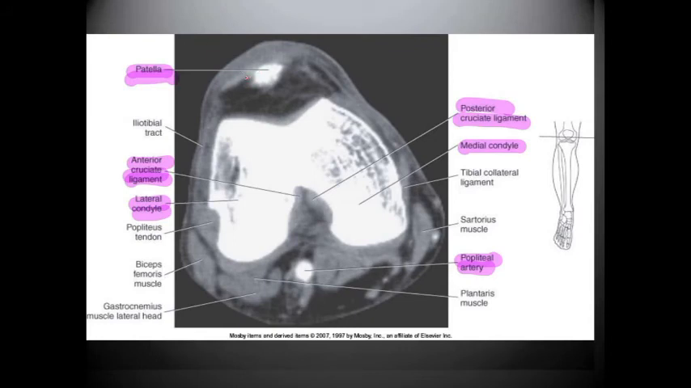So this image is almost identical to what we've seen. Here is the patella coming in. We have the patellar surface of the femur. We have the intercondylar notch. We have the lateral condyle, or should I say the medial condyle and the lateral condyle. We have the popliteal artery.